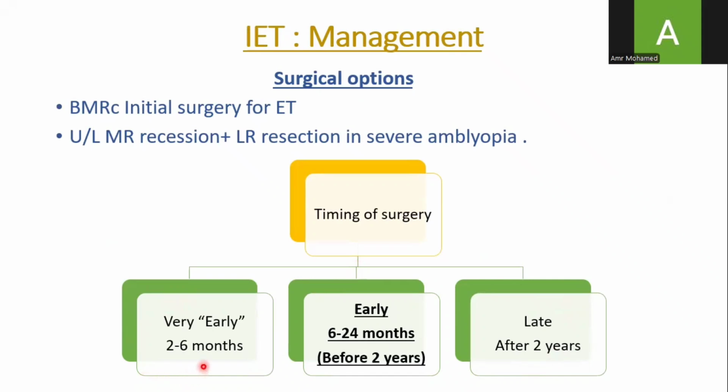The very early approach usually operates at 2 to 6 months of age, the early approach at 6 to 24 months of age, before the age of 2 years, and the late approach after 2 years. The most acceptable is the early approach. Why? Because in that time frame, you can be sure that you have a stable deviation.